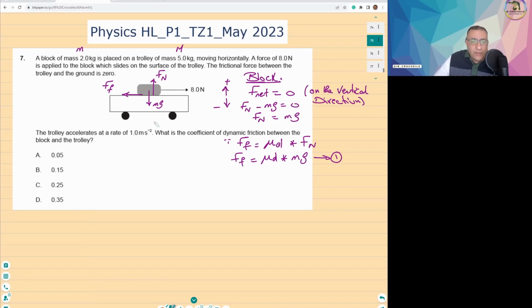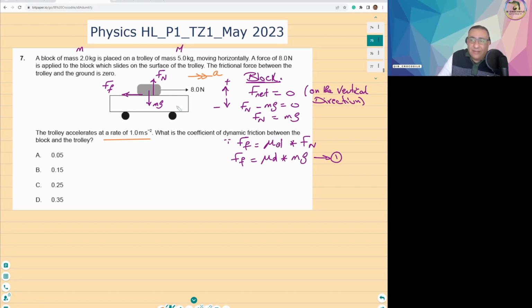Now there is no friction between the wheels of the trolley and the ground, and this 8 Newton force is actually applied on the block itself. At the same time, there is an acceleration of 1 meter per second squared of the trolley. So if the trolley accelerates, let's assume the acceleration is going to be this way. Obviously, we have the 8 Newton force this way, and that causes somehow an acceleration of the trolley.